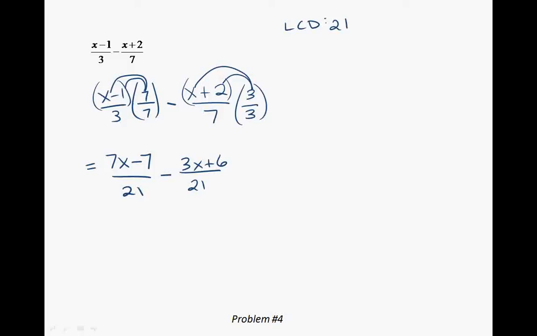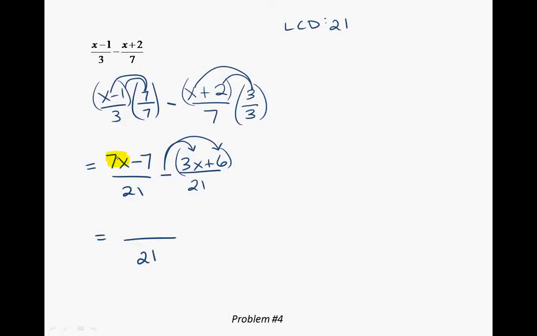When you're subtracting fractions, you have to be very careful. This is a very common mistake that I see people make because they're not realizing that you have to subtract everything in that numerator. So watch me do it. I'm going to go ahead and put 21 in my denominator. And I'm going to start by reminding myself that this negative gets distributed to 3x and to 6.